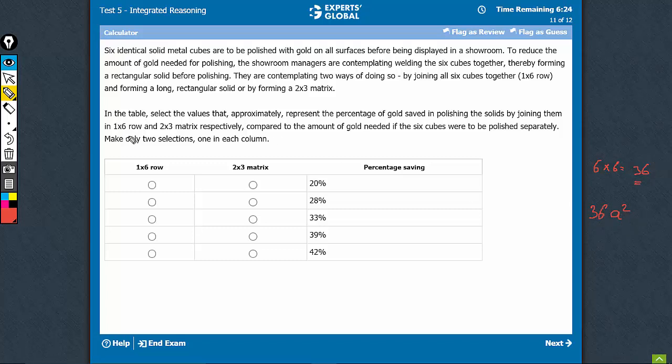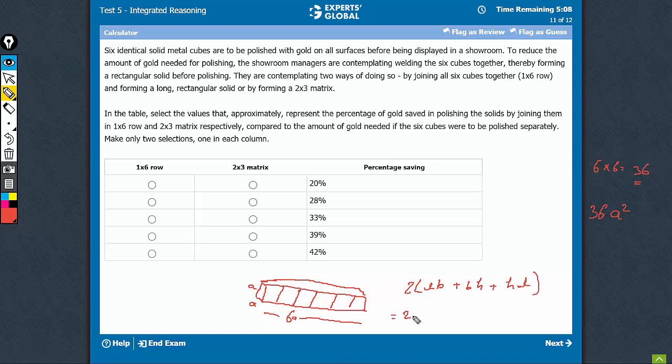When we form a 1 into 6 row, something like this, imagine it would be something like this. So one side would be 6a and the other two sides would be a and a only. The total surface area would be 2 into length into breadth plus breadth into height plus height into length.